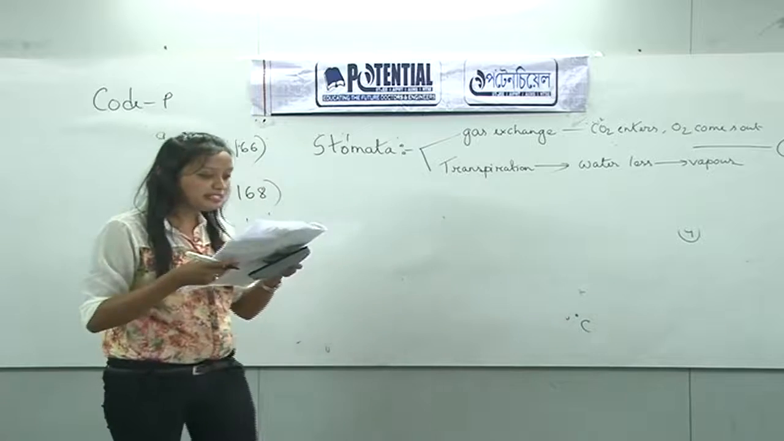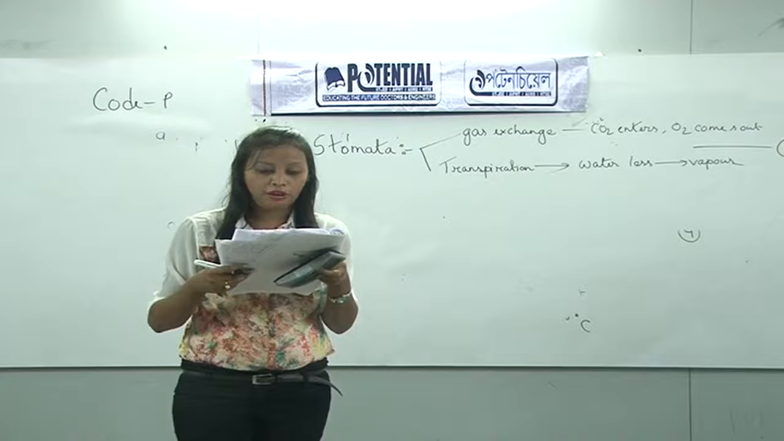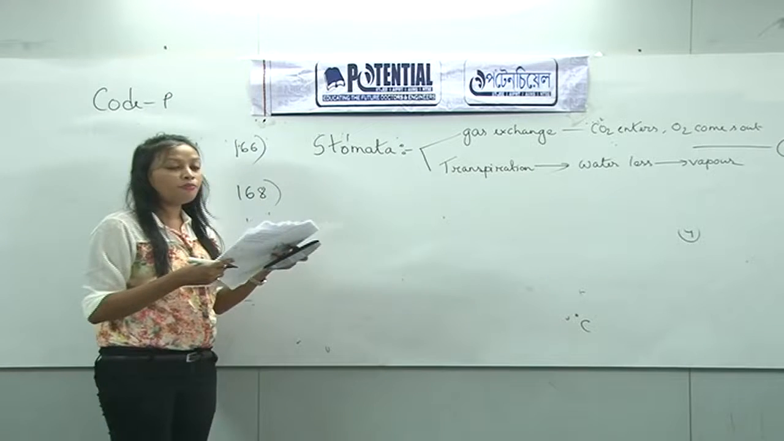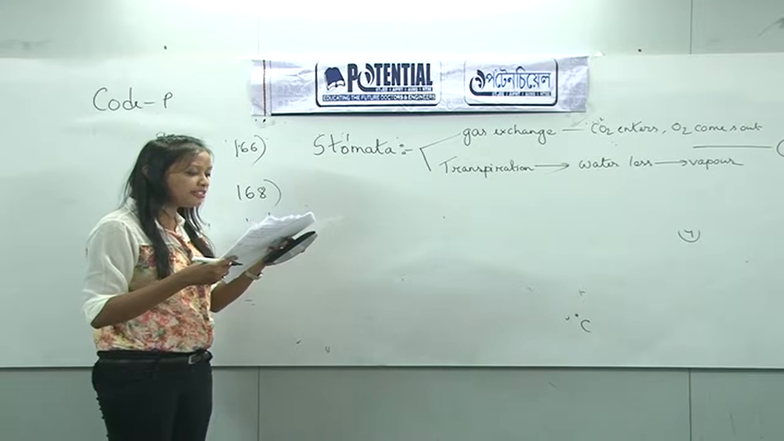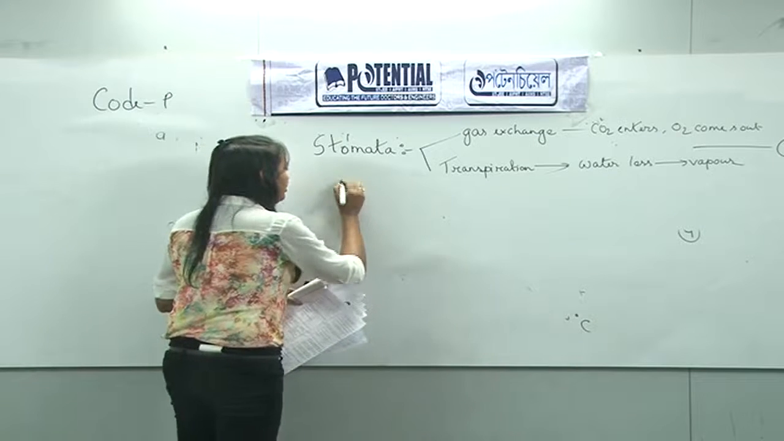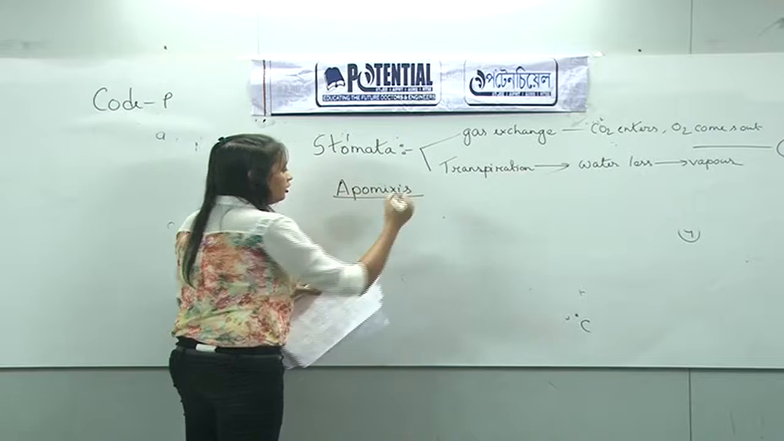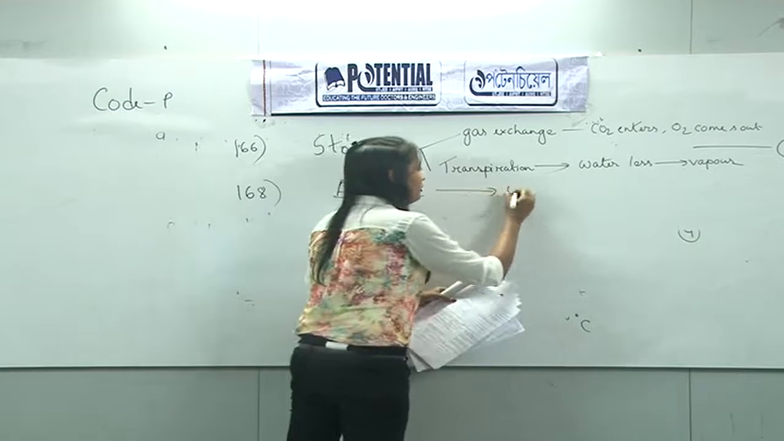Question number 168: seed formation without fertilization in flowering plants involves a process of... We know when seeds are formed without fertilization, that is a type of asexual reproduction, or it's similar to asexual reproduction, and that process is known by the name apomixis. That's a false sexual reproduction, and so the correct answer will be 4.